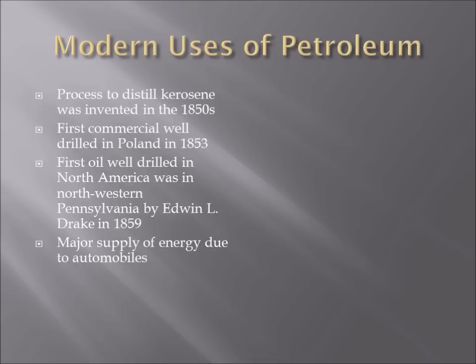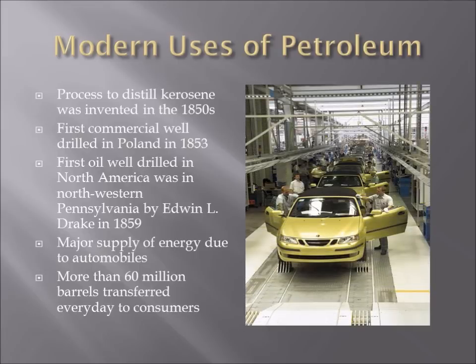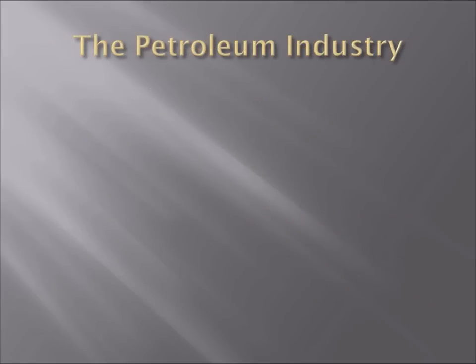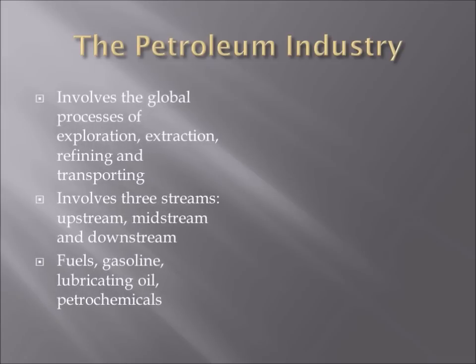Nowadays, fuel has become the major supply of energy for automobiles. Currently, more than 60 million barrels are transferred to consumers every day. The petroleum industry nowadays refers to the global processes of exploration, extraction, refining, and transportation. This could be divided into three streams: the upstream, midstream, and the downstream. There are many products produced in this industry. The most important ones are fuels, gasoline, lubricating oils, and petrochemicals.